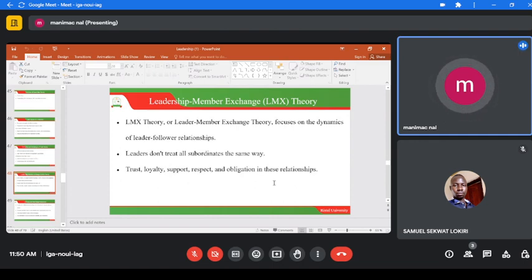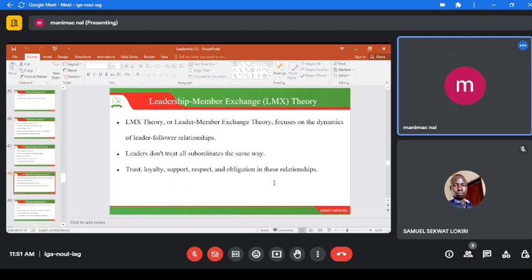Furthermore, we shall look at another theory, which is the leader-member exchange theory, abbreviated as LMX theory. This is a theory that focuses on the dynamics of the leader-follower relationship. So it looks at your relationship with them and also the relationship with your followers.